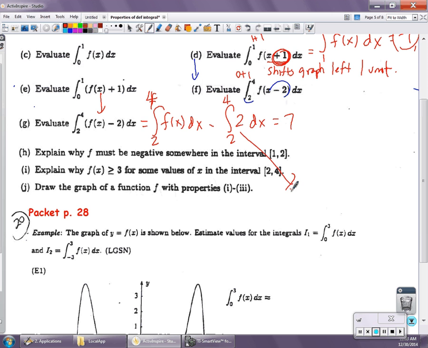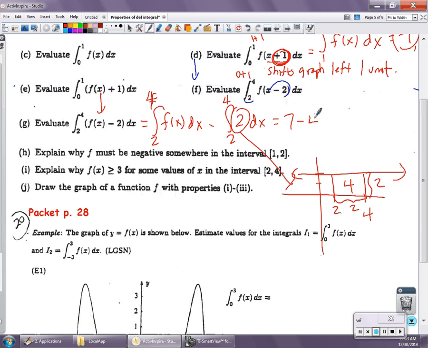Now calculating this area, again we have the function y equal to 2. So there's the line y equal to 2. We're going to start at 2, stop at 4. So this is going to be 2 units by 2 units for an area of 4. So 7 minus 4 gives me a net area of 3.